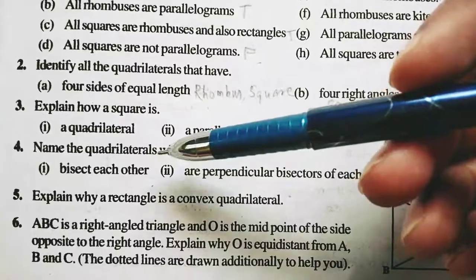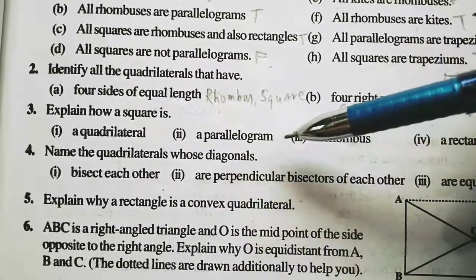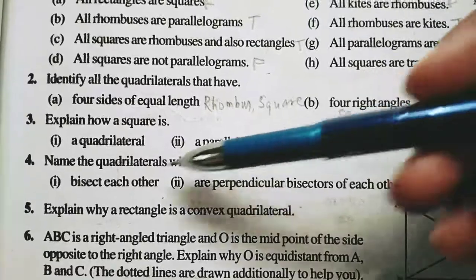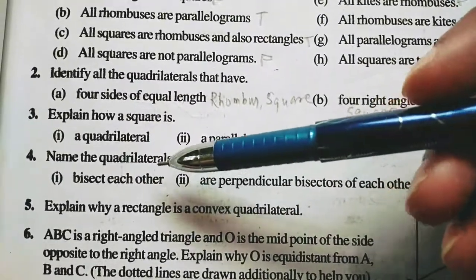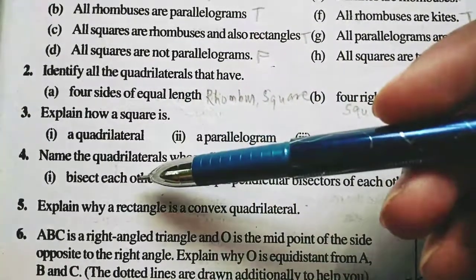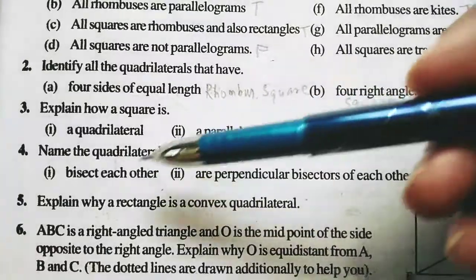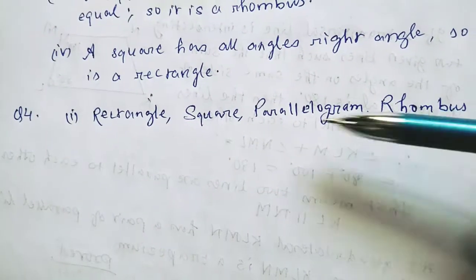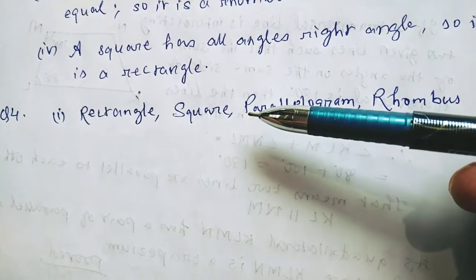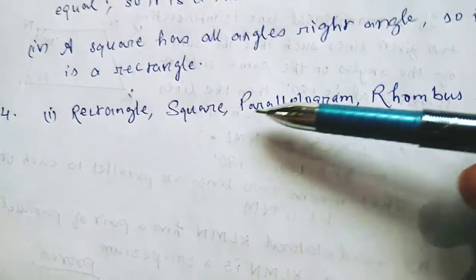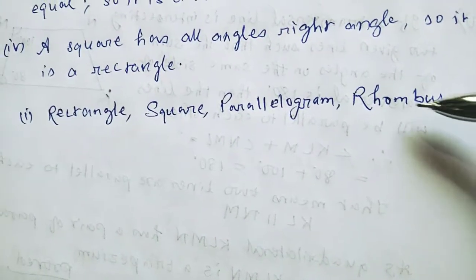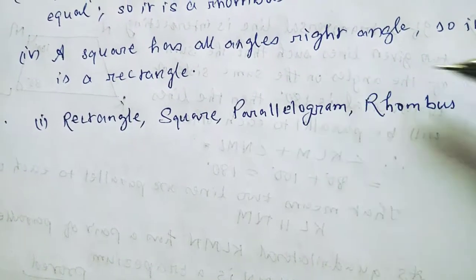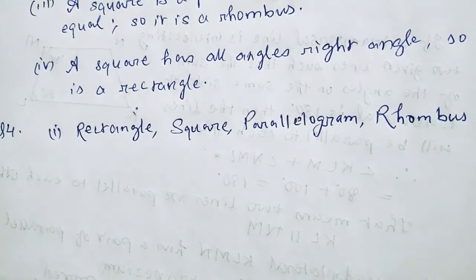Now question number 4, name the quadrilaterals whose diagonals bisect each other. So which quadrilateral diagonals bisect each other? Parallelogram, then rhombus, square and rectangle, all the four quadrilaterals' diagonals bisect each other. So the quadrilaterals whose diagonals bisect each other are rectangle, square, parallelogram and rhombus. Okay.